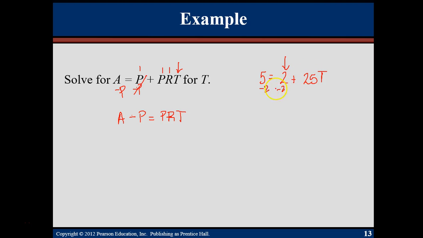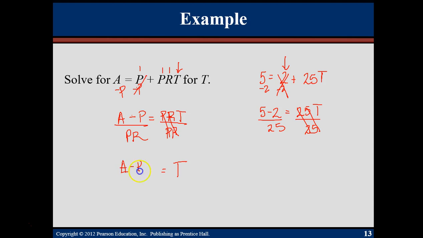If I was over here, I know that would go, but let's not combine these. Let's leave that as 5 minus 2, even though we know that's 3. And that'd be equal to 25t. Well, now I would divide by 25 on both sides. But I don't have a 25. I've got a pr. So I'll divide that on both sides. And now I've rewritten the formula so it says t equals, but it's a minus p up on the top and pr down in the denominator.